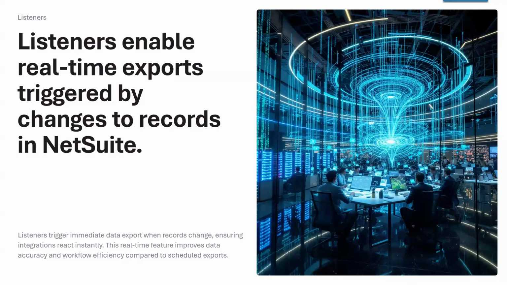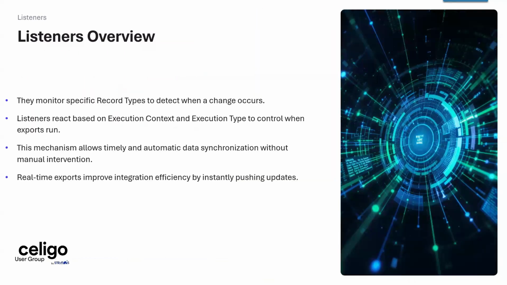And so now we're going to talk about listeners. Listeners are another type of export out of NetSuite. Listeners will monitor specific record types to detect when a change occurs, or when something happens to a record in NetSuite. Listeners react based on the execution context and execution type to control when exports run. This mechanism allows timely and automatic data synchronization without manual intervention or scheduling. So if something happens, the flow will get that information out of NetSuite in near real time and pass it into downstream functionality. Real-time exports improve integration efficiency by instantly pushing updates.